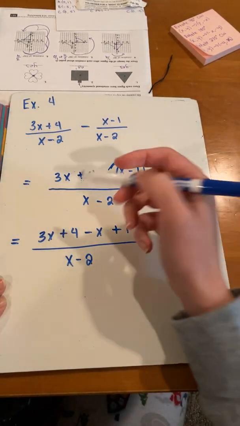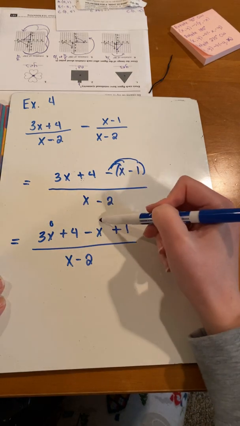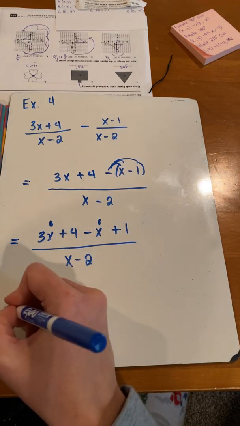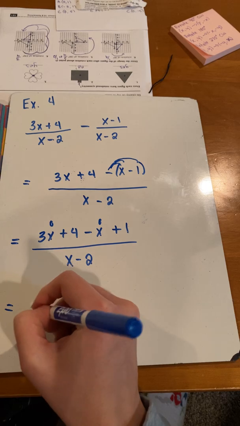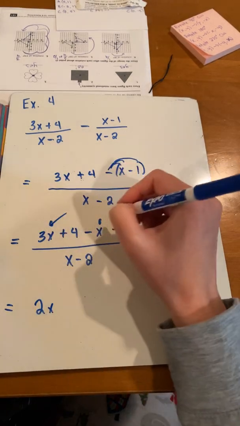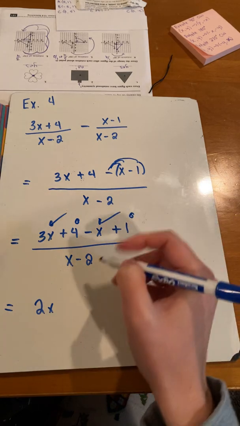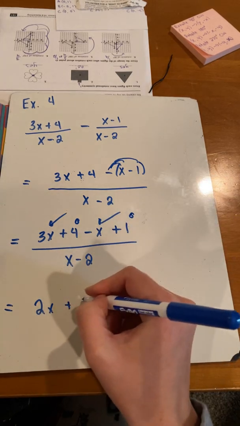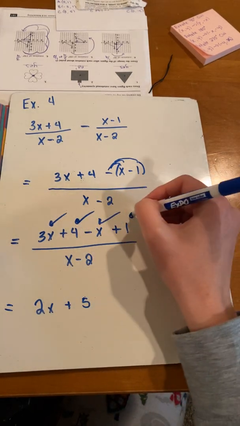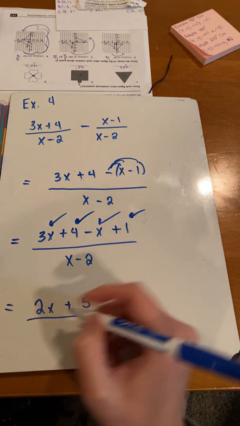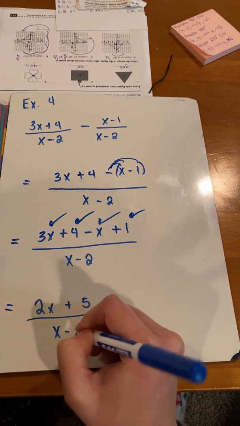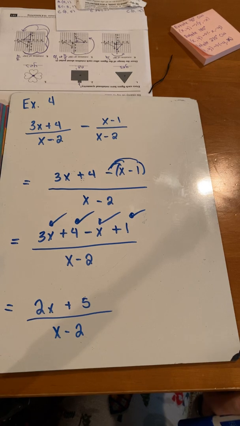And now bring your like terms together. I have 3x minus x. 3 minus 1 is going to be 2x. So those are now taken care of. And now I have 4 and 1. 4 plus 1 is 5. And this is all over x minus 2. Your numerator does not have a GCF to factor out, so that is as simplified as it gets.